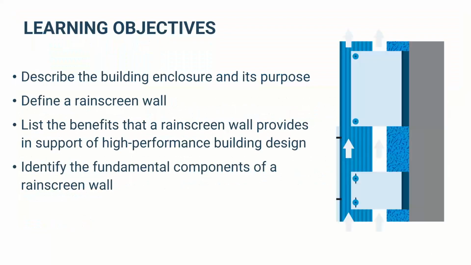So today we're going to be talking about really what is the building enclosure and what its purpose is, why do we need it. We're going to go into some definitions, make sure we're all on the same page with terminology. So what is a rain screen? What do we need to have a rain screen? We're going to talk about the benefits that a rain screen wall provides when we're trying to make a high performance building, and then identify the fundamental components of a rain screen wall. So what's the bare minimum that we need to have in order to call something a rain screen?